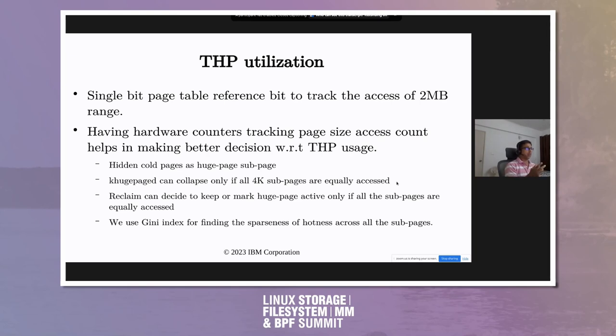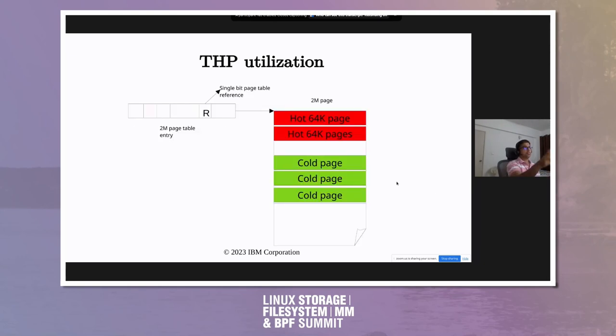The hardware counters can count the access count at a configurable page size, at least on the PPC64 architecture. So we could count the accesses to 64K chunks within a 2MB range, right? We could find the sparseness of the access using algorithms like the Gini index, which is generally used to find the sparseness of a range of numbers. And that can be used to find out how effectively these pages are classified. So this picture gives at a high level what I'm talking about. There are a lot of cold pages and very few hot pages, and there is a single reference bit. So whenever even two hot pages are touched, for all practical purposes, the current kernel will consider the entire 2MB page as a utilized hot page.